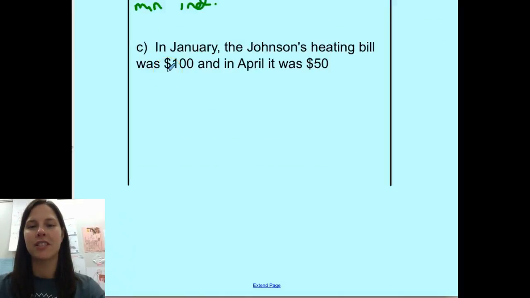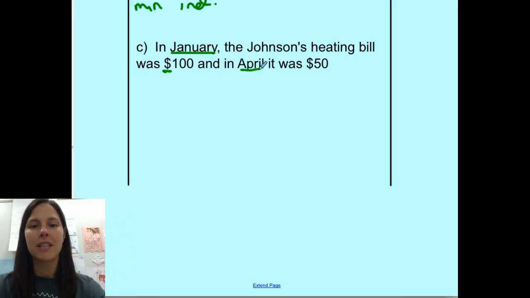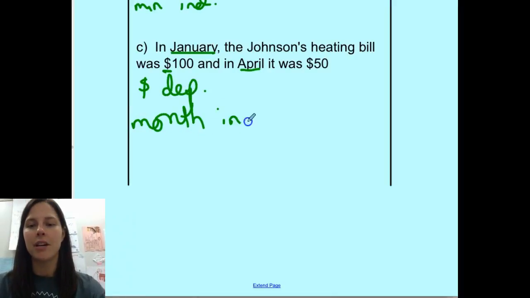And our heating bill temperature example. In January, the Johnson's heating bill was $100, and in April it was $50. So which two values changed? I see money changing. The other one is a little bit trickier to figure out, but it's time. We went from January to April, so the number of months was changing. So does the month it is depend on the money we pay for our bill? Or does our bill depend on what month it is? The second sentence makes sense. So the money is the dependent variable, and the month or time is our independent variable.